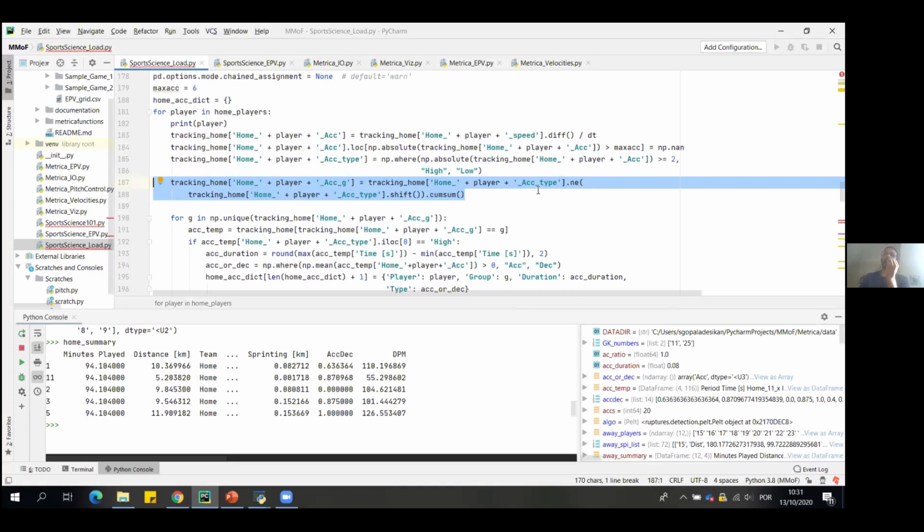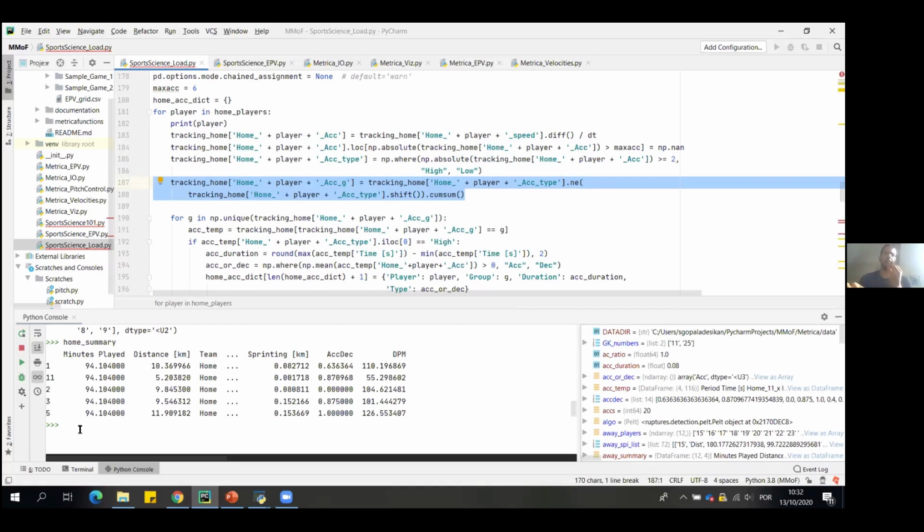And so an acceleration group is taking a look at if there are consecutive frames within the tracking data to show that someone is actually sustaining an acceleration above +2 or below -2 meters per second squared. So this column name here, home, the player name, which would be like 5 or 6, so home 5 acceleration G, is giving us all the different groups.